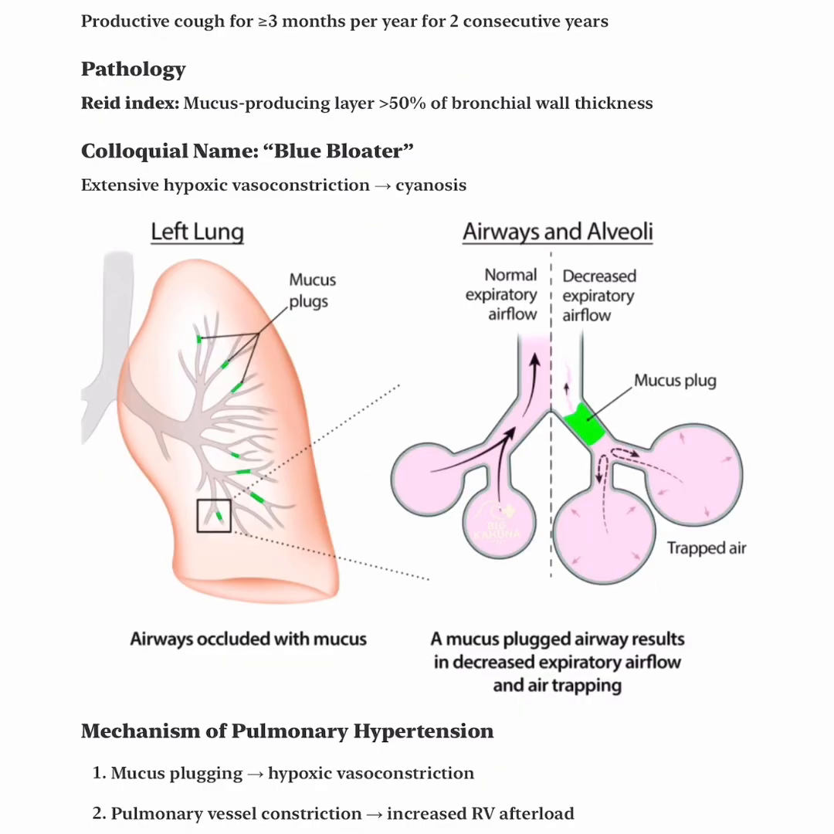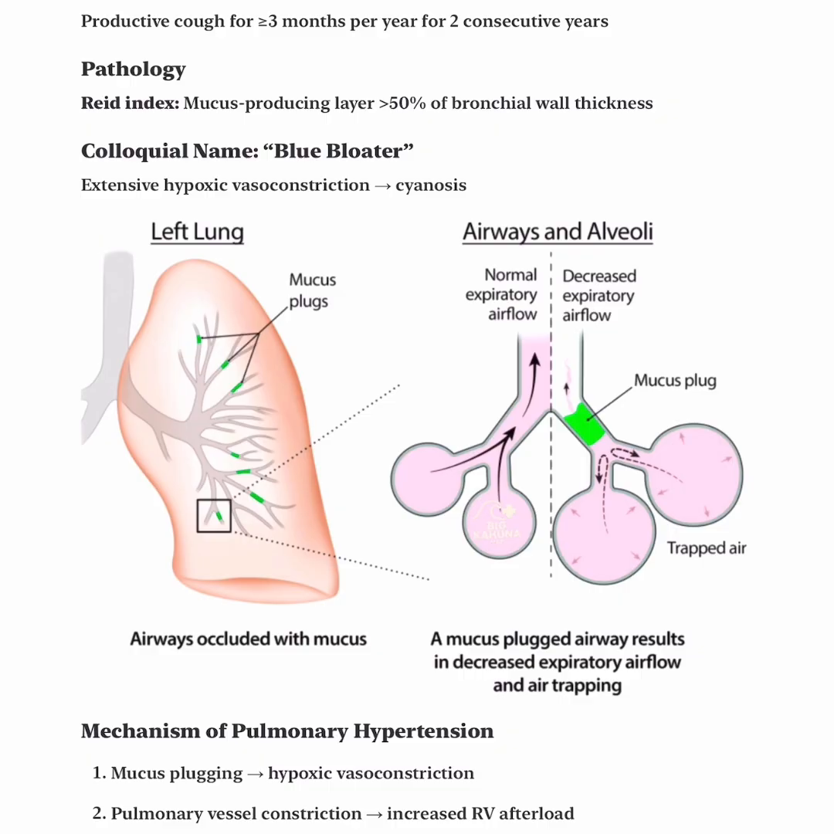Here, you're going to have extensive hypoxic vasoconstriction, which results in cyanosis. And here's an image showing exactly the types of mucus plugging that we're talking about, where you're going to have a comparison between a normal expiratory airflow as compared to the mucus plug that then traps the air. This is the bloating in the alveoli that we were referencing.